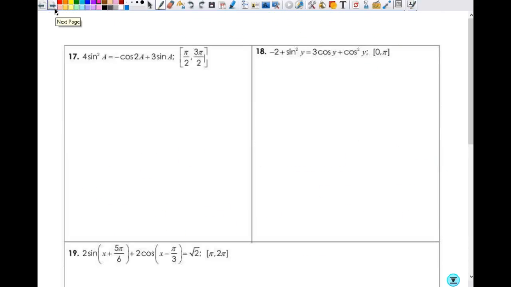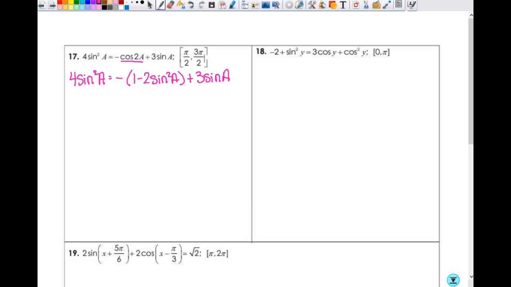All right, last page. So again, I have sine and cosine mixed, which sometimes that's what happens. But I also have this cosine of 2a, which I know that I need to replace. When you have cosine of a double angle, you have 3 options of what you could put in. I'm thinking I like the option that just has a sine in it and no cosine, since this is sine and this is sine here. So I'm going to get 4 sine squared a equals negative, and then cosine of 2a is 1 minus 2 sine squared a plus 3 sine a.